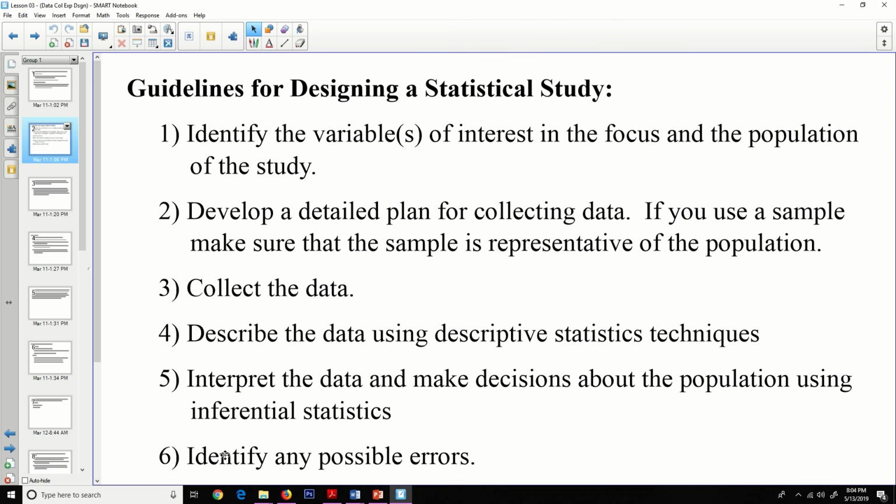And then finally, we're going to identify any possible errors. It's good for us to find our own errors and take time to be rigorous about our experiments or our studies and try and identify things that might affect the outcome. And that way, when someone else reads your study, you can say, hey, we've already considered a number of these factors.